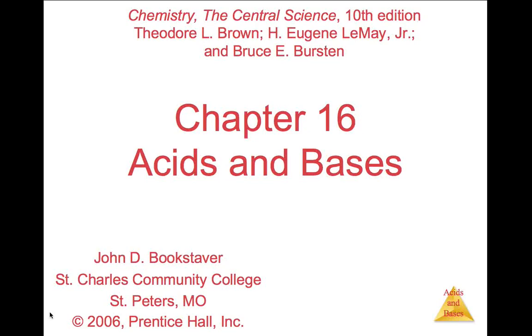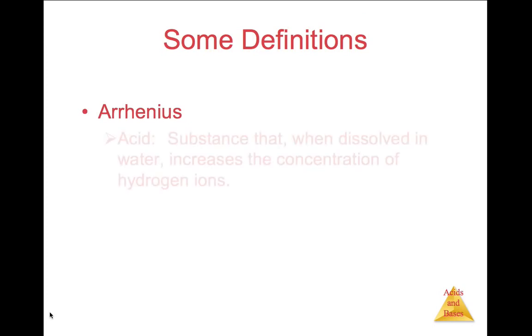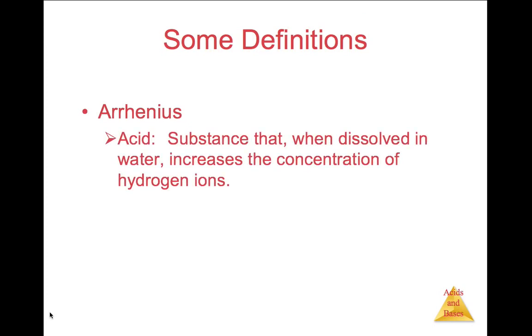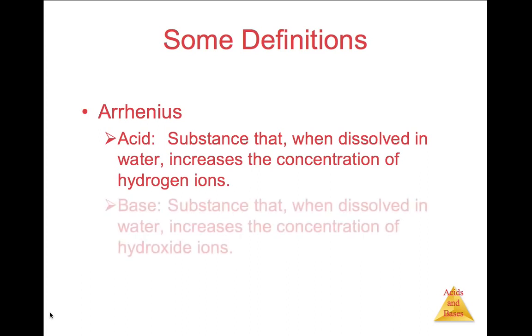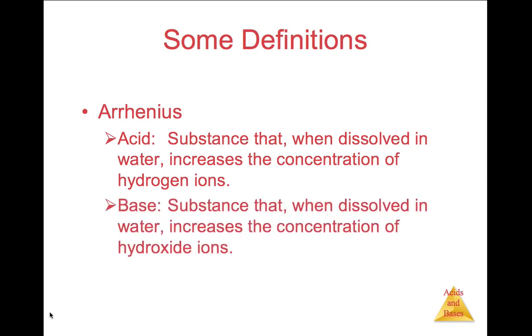In this videocast, we'll take a look at Chapter 16, an overview of acids and bases. First, some definitions. Svante Arrhenius said in the late 1800s that acids were substances that, when dissolved in water, increased the concentration of hydrogen ions. And then he said that bases were substances that, when dissolved in water, increased the concentration of hydroxide ions.